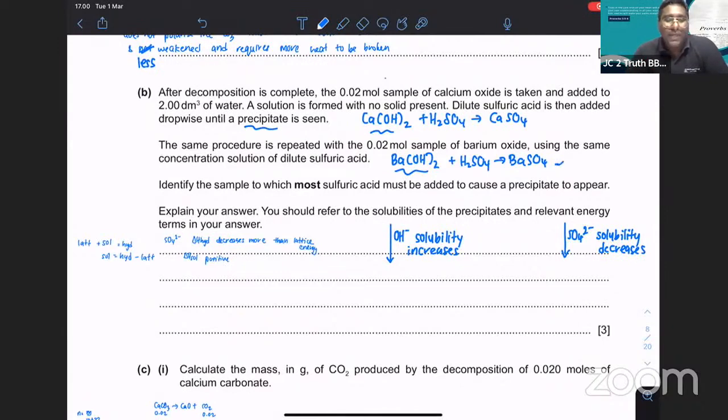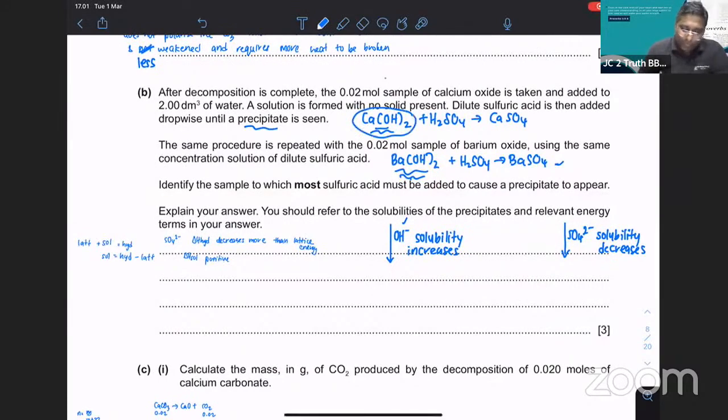Here they ask which sample, for the hydroxide. Let's talk about hydroxide. Which sample must you add more sulfuric acid to? The sample you need to add more to, because the solubility increases and this is more soluble, is going to be the calcium hydroxide.